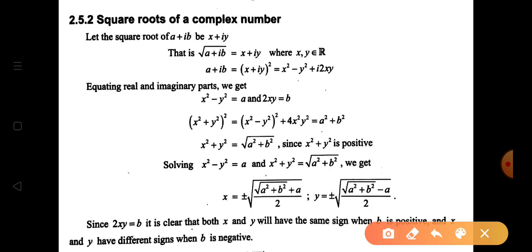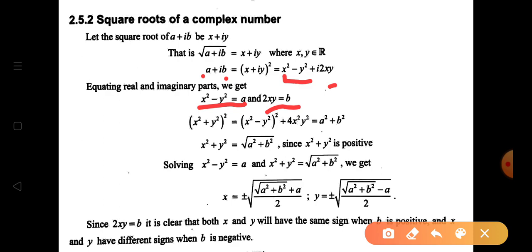Equating real and imaginary parts on both sides. Left hand side, what is the real part? a. And right hand side, what is the real part? That is x square minus y square. So x square minus y square equals a. Next, the imaginary part on the left hand side is b, and the right hand side imaginary part is what? 2xy. So 2xy equals b.